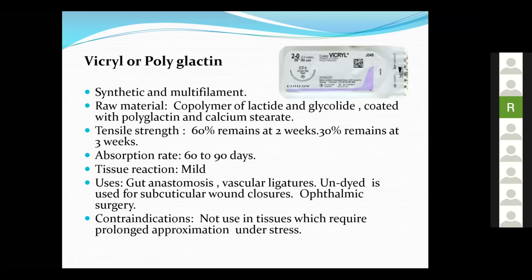But this Vicryl is also available dyed or undyed. Wherever it is coated or dyed, it has more tissue reaction. So if we are using dyed Vicryl, which is violet or purple in color, on skin, the tissue reaction is more. So for skin, we use undyed Vicryl, which is white and causes less tissue reaction. So we do subcuticular skin suturing with undyed Vicryl.